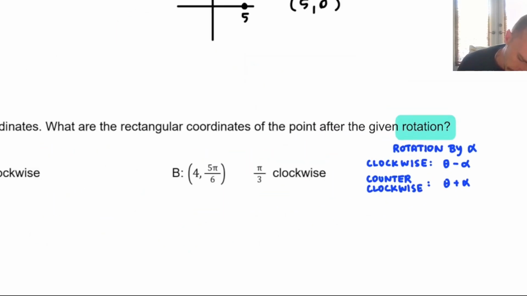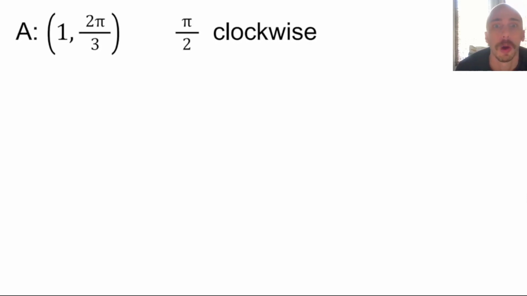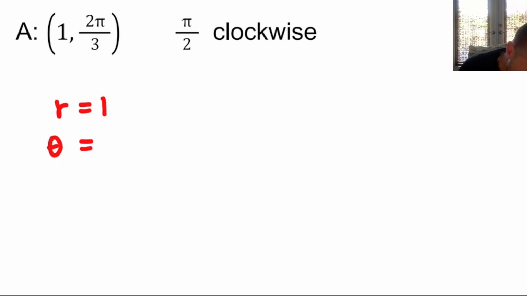So thinking about this one over here, pi over 2 clockwise, that's going backwards by pi over 2. So I'm going to say, all right, r equals 1, and theta equals 2 pi over 3 minus pi over 2. So that would be going into pi over 6s. That would be 4 pi over 6 minus 3 pi over 6, and that's equal to 1 pi over 6.